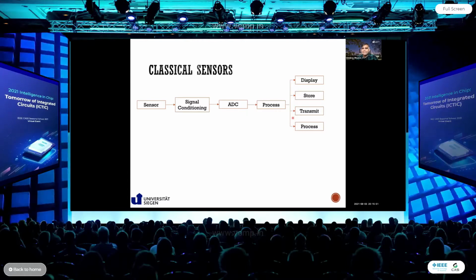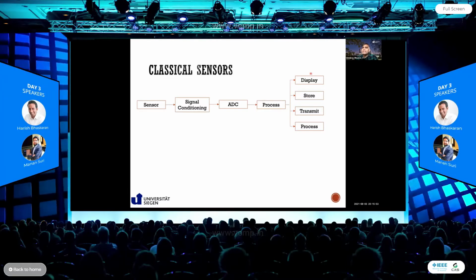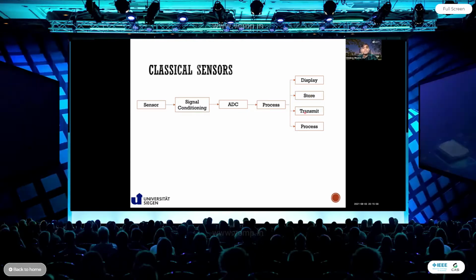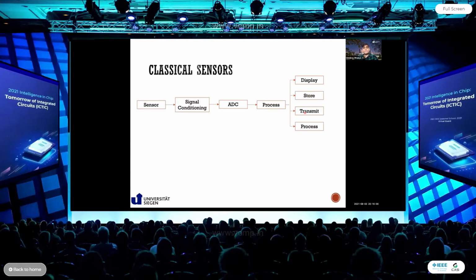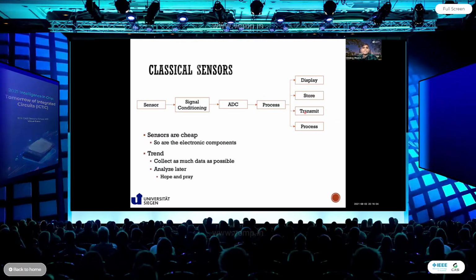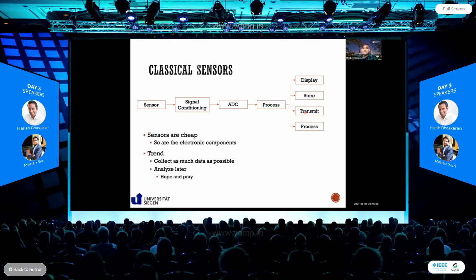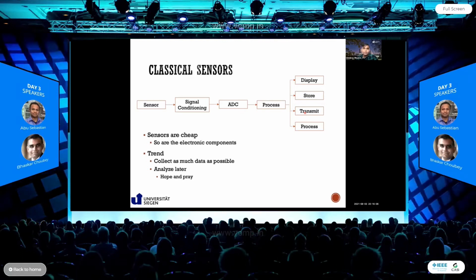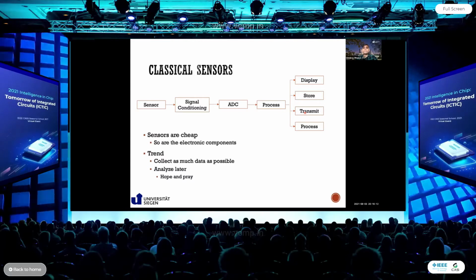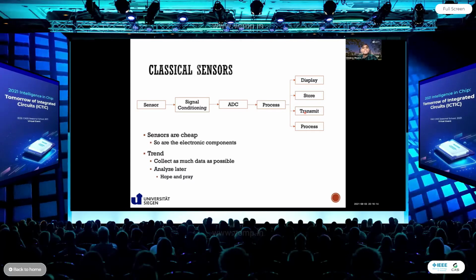Processing could be one of many types. It could be direct display to an end customer. It could be storage in a memory. It could be transmission to a central center, and then further processing. It could be stored and processed on and on further. The trend has been that sensors are cheap, so are the electronic components. So collect as much data as possible and analyze later.